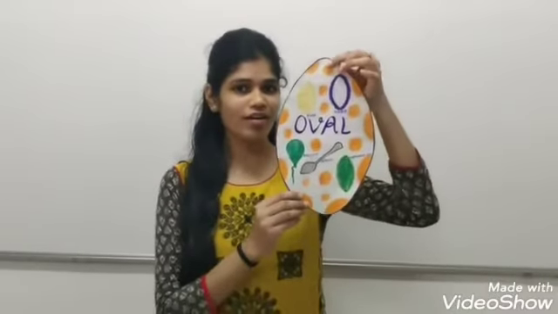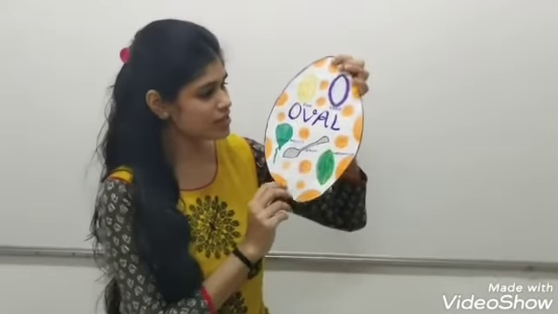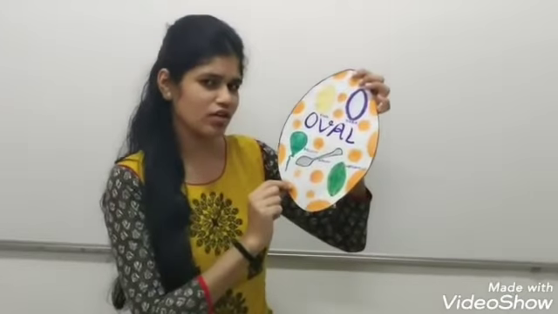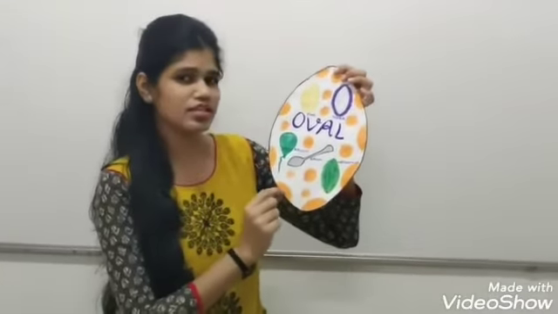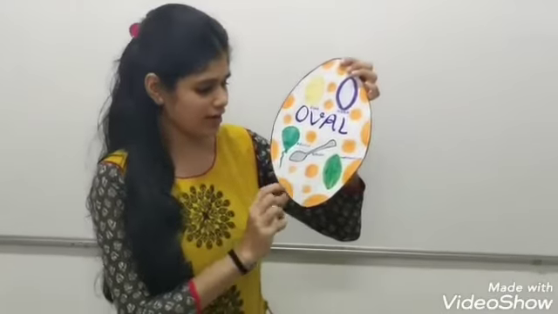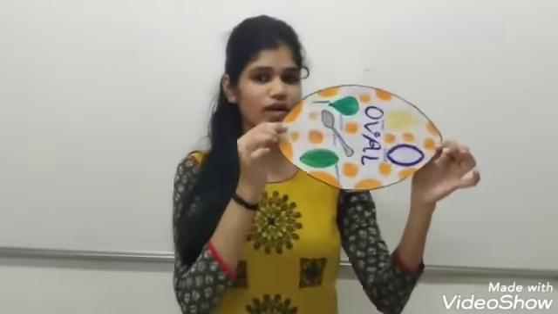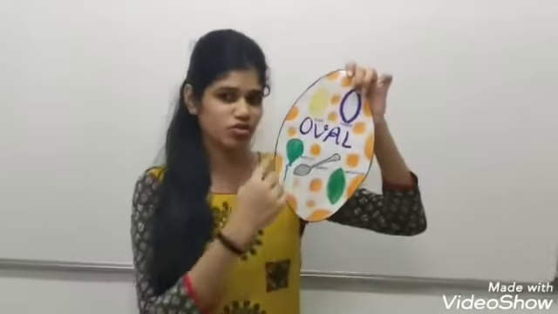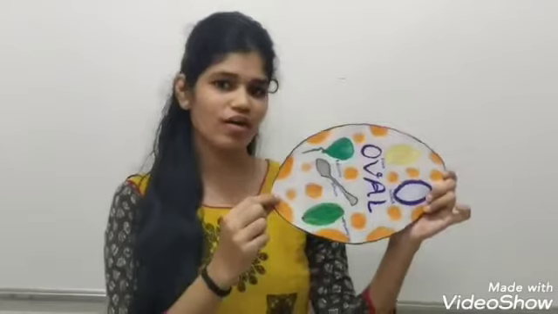Now the next shape is oval. Do you remember this shape? This is oval shape. It is similar to circle, but it is not the same as circle. It is a little different. It is tall and thin, right? You can do it like this also and like this also. This is also an oval and this is also an oval.